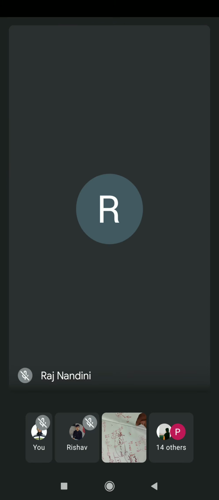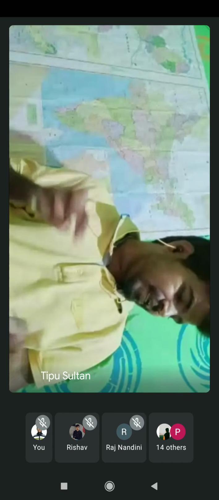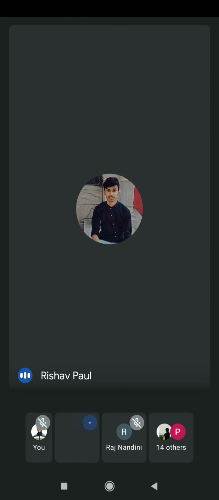Yes, sir. Okay, now we will study about lever today. Very easy and a very short, very small topic. That is why let's complete this one today. Till here, is there any problem? No, sir. Okay, so let's study.